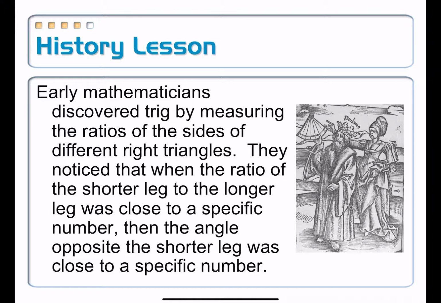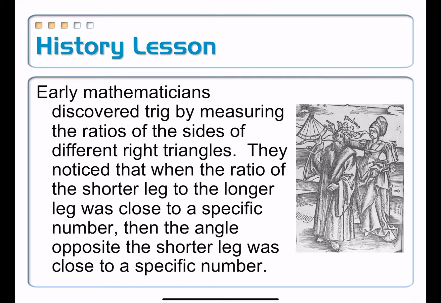Early mathematicians discovered trig by measuring the ratios of the sides of different triangles. They noticed that when the ratio of the short leg to the long leg was close to a specific number, then the angle opposite that shorter leg was also close to a specific number. Here's again a picture of Ptolemy, and he looks like he's looking through a device to measure maybe the positions of stars and stuff.